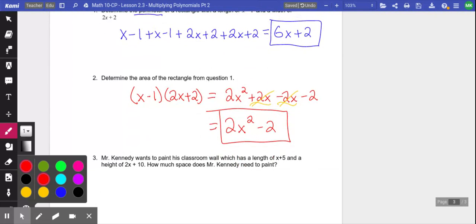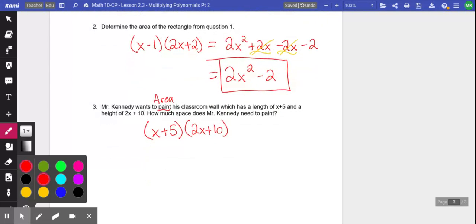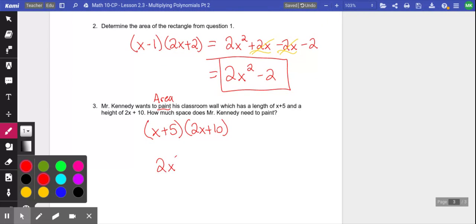And the last one, Mr. Kennedy wants to paint his classroom. To paint something is area. So you should have done x plus 5 times 2x plus 10. No matter what method you chose to do, you should have got 2x squared plus 10x plus 10x plus 50. You should have noticed that you had like terms, 10x plus 10x, and you should have got a final answer of 2x squared plus 20x plus 50.